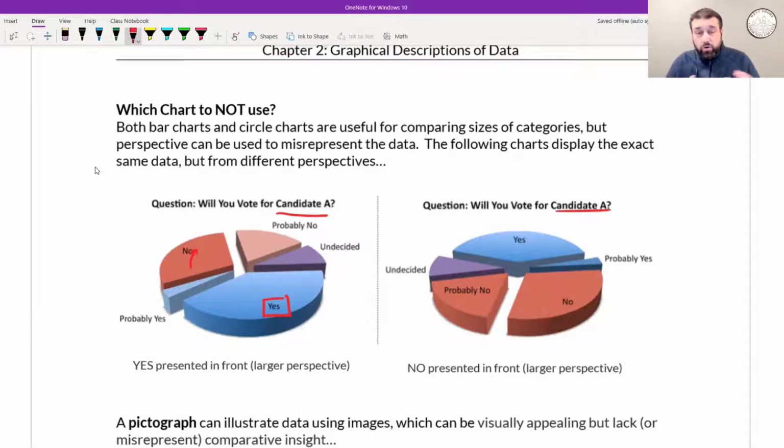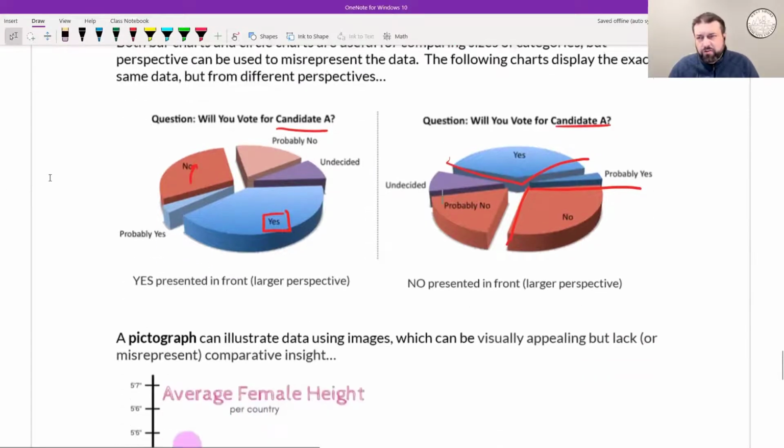So it looks like there's a whole lot of yes votes because they're brought to the front and the wedge appears larger. And it appears like there's not that many no votes because they're pushed to the back and that wedge appears smaller. If you then flip it and you bring the no votes to the front, you can see that the perspective makes it look like there's a lot more no votes because it's closer to the front and it appears larger, where the yes vote appears a little bit smaller because it's been pushed to the back. Okay. So be careful of perspective.